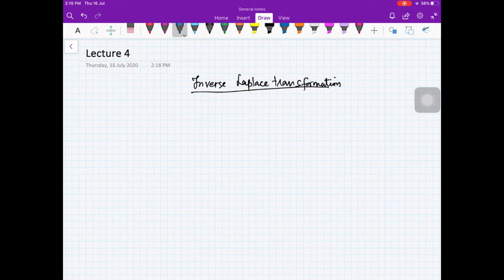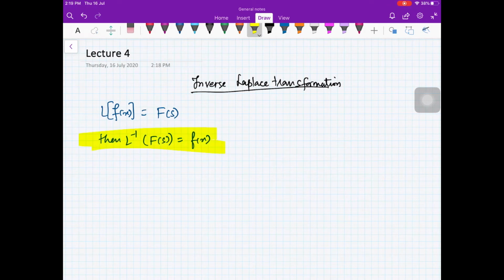So as you must have expected, given a function f of x, if you call the Laplace transform of this function f of s, then the Laplace inverse transformation of the function f of s will be f of x. So this is how the Laplace inverse transformation of a function f of s is defined. For example, you can have formulas. You already have the formulas for Laplace transformation. From there itself you can derive the formulas for inverse Laplace transformation.